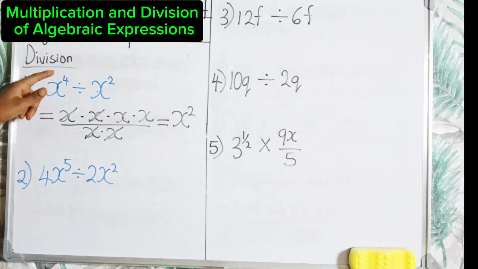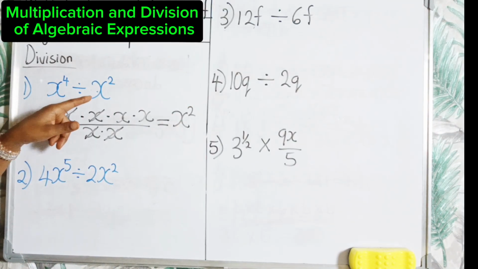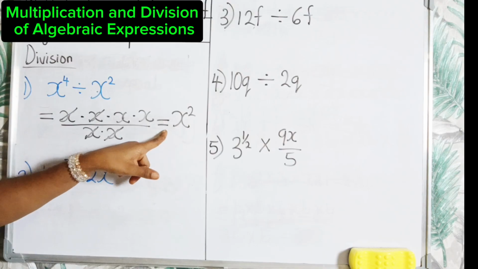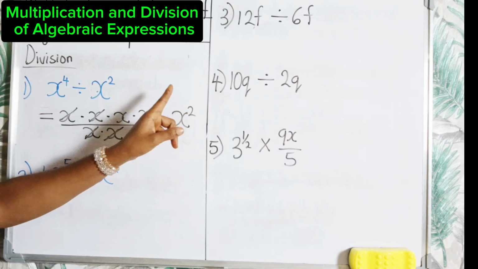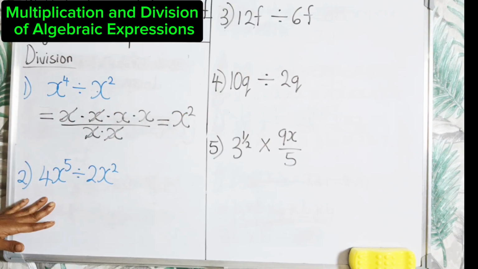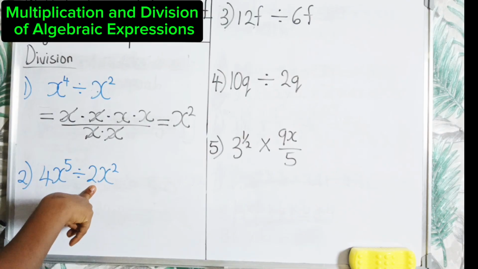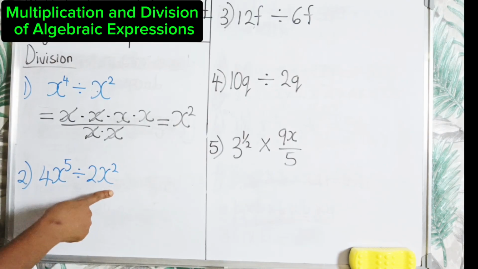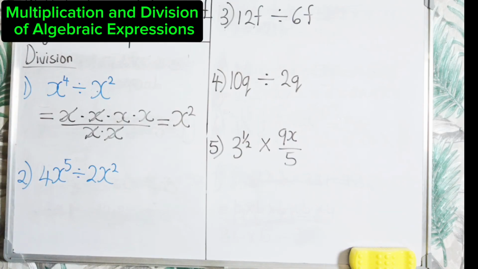So x raised to power 4 divided by x raised to power 2, the answer is x raised to power 2. Okay, let's look at the second example under division. So here we have 4x raised to power 5 divided by 2x raised to power 2. Remember, coefficients will divide coefficients and variables will divide variables. This is only applicable in multiplication and division.